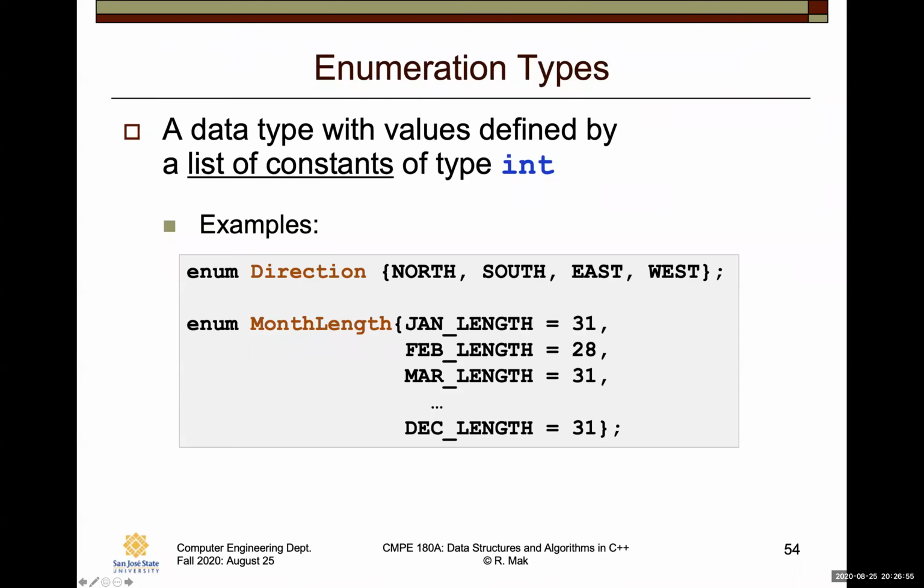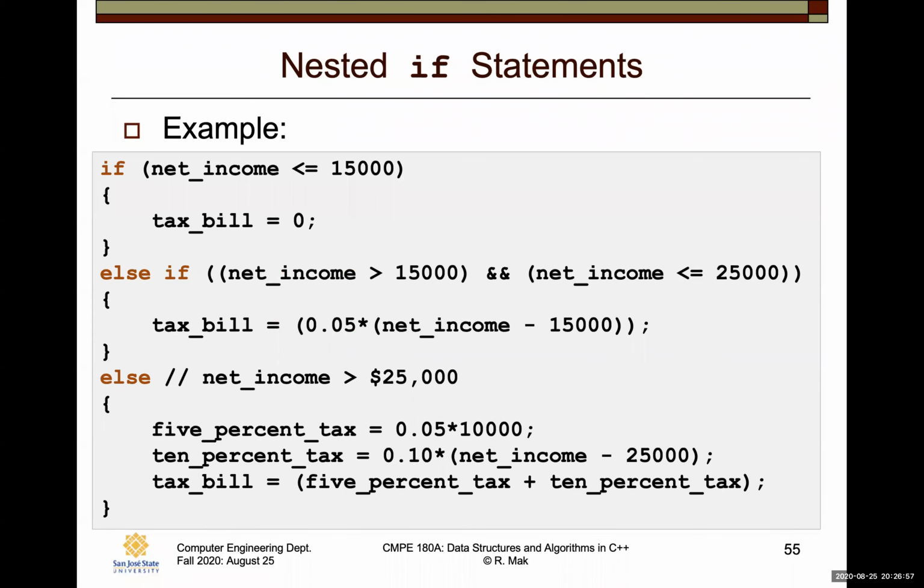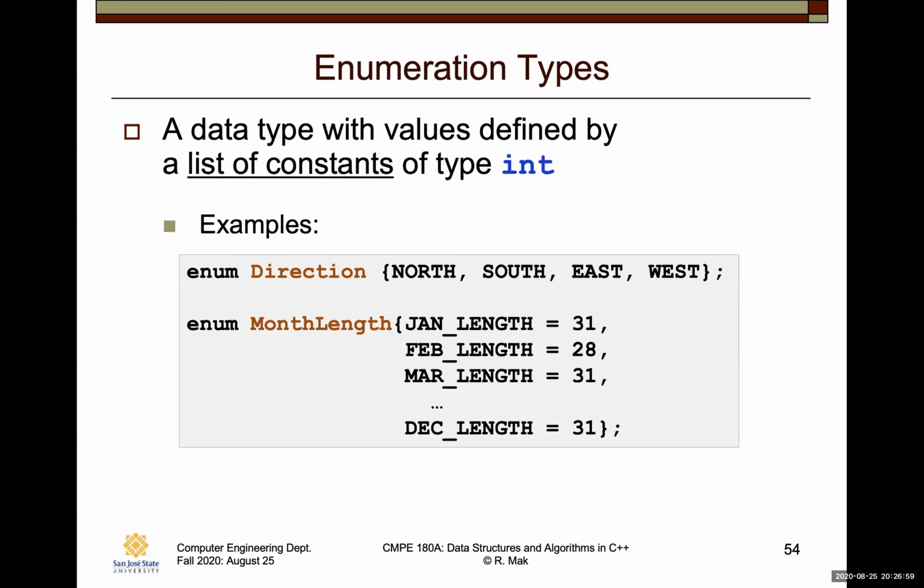All right, that's the enumeration types, and again, I am just hitting the highlights. I have not actually shown you how to use enumeration types, but just know that we've defined 2 types, one called direction and one called month length, and then we can later declare variables of type direction and month length, and those variables are going to be limited to these values that are listed here in capital letters.